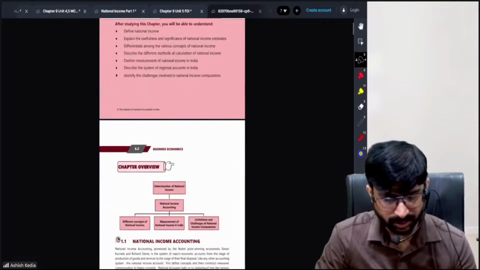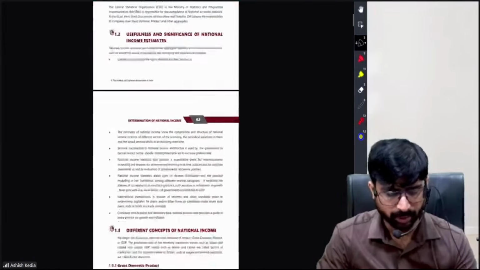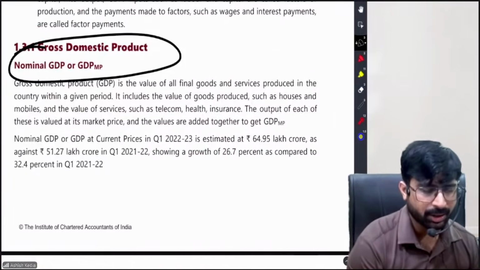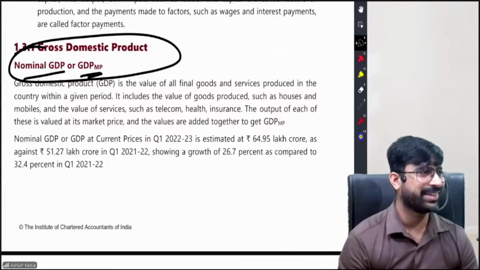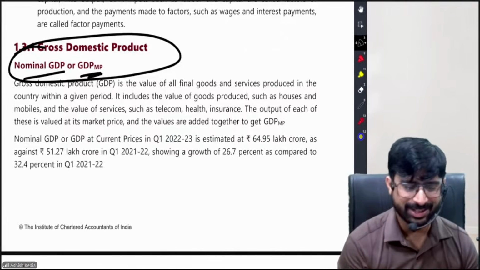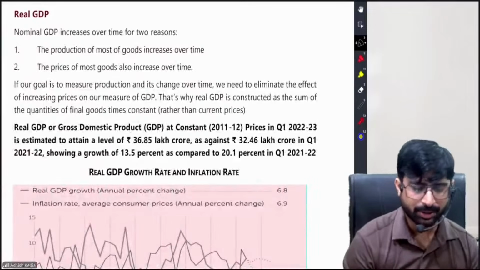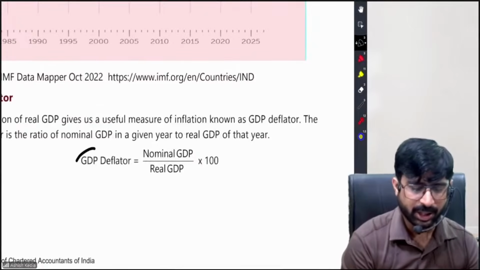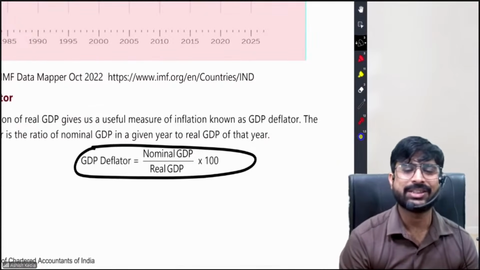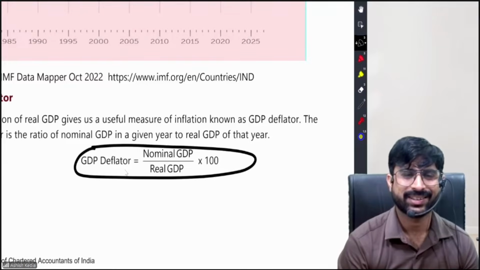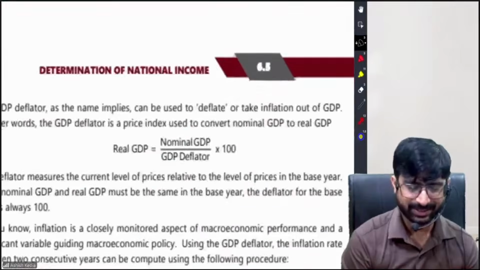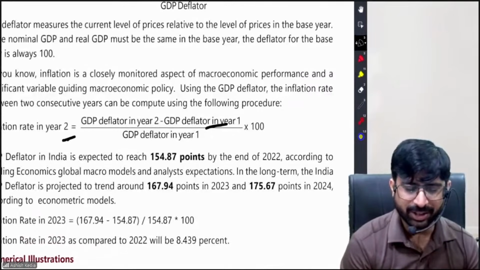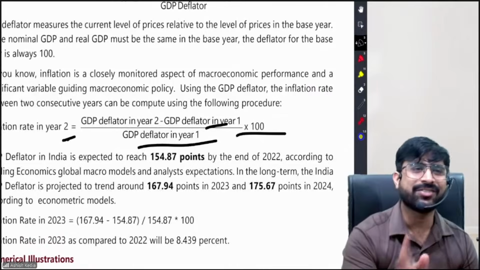So, dear students, have a look at the way we have proceeded with the class. Did we discuss some terms like GDP at MP and all? Just remember, GDP at MP is also called nominal GDP. All of you will get that, right? Real GDP I have already told. And here is your formula. GDP deflator is nominal GDP by real GDP into 100. Correct? And this is the inflation formula: GDP deflator in year 2 minus year 1 by year 1 into 100. I have done all this.